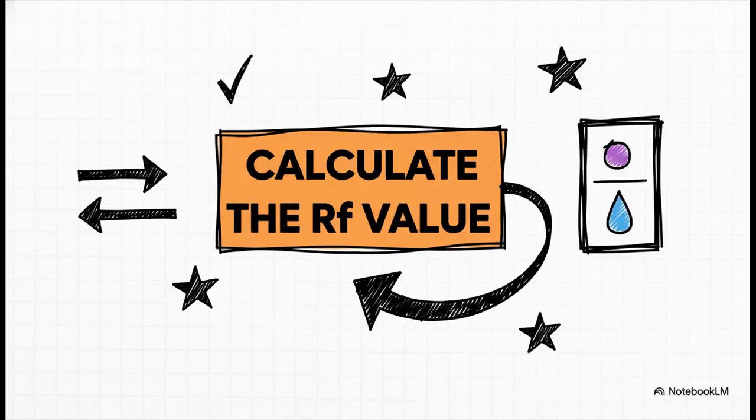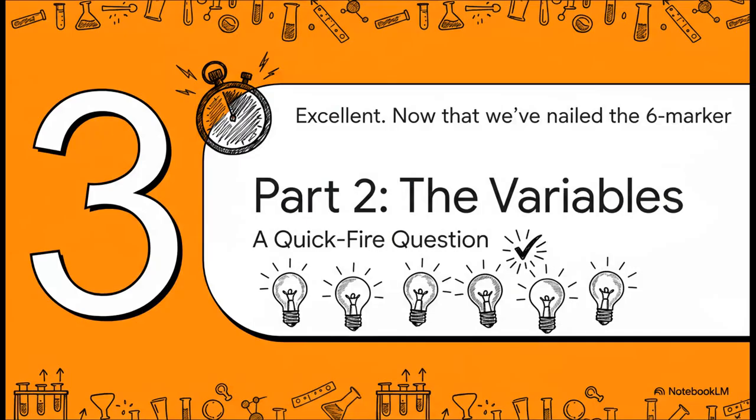And here we are, the final step to lock in all 6 marks. See, it's not enough to just say you'll measure things. You have to close the loop. You must explicitly state that you will use those 2 measurements to calculate the RF value. This proves to the examiner that you didn't just memorize steps, you actually understand the whole point of the investigation. Excellent! We've totally nailed the 6-marker.